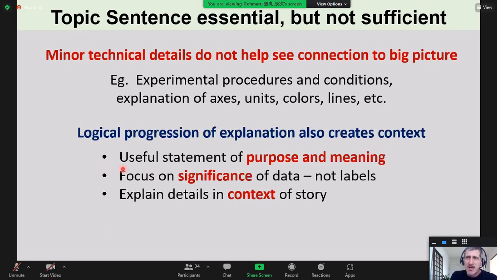So we start with often the purpose, the meaning. We give a hint about the kind of data we are going to see, about what to look for. We focus on the significance of the data, what it represents in the actual organism for biology, or whatever in other fields. Not the labels, not just reading labels. And we need to explain the details in the context of the story. Okay, so we're going to look at a lot of examples like this later.